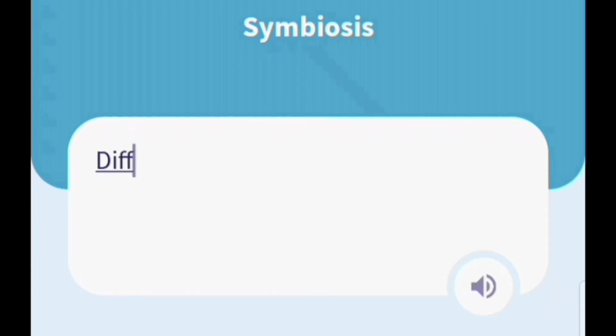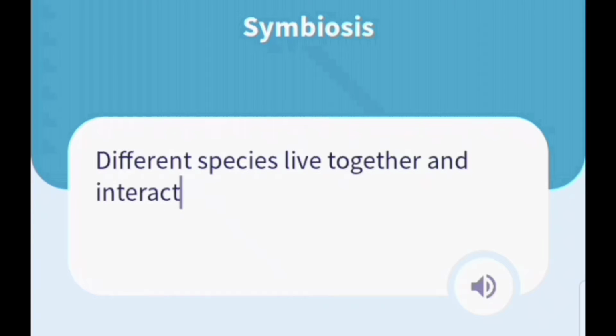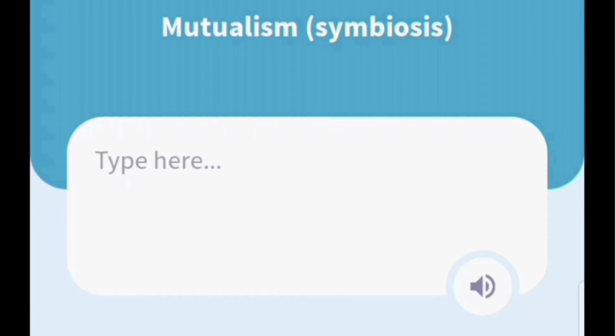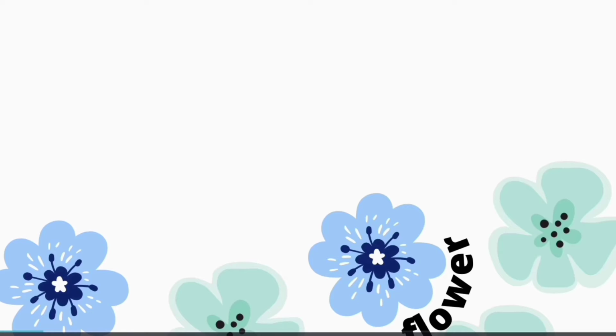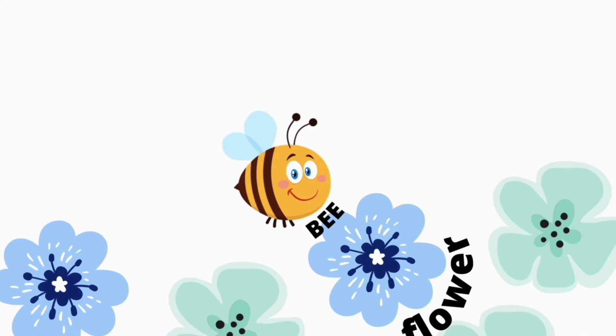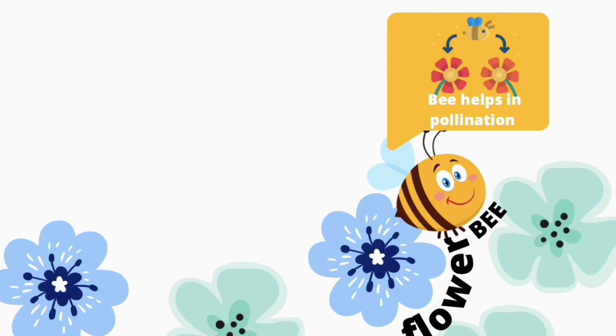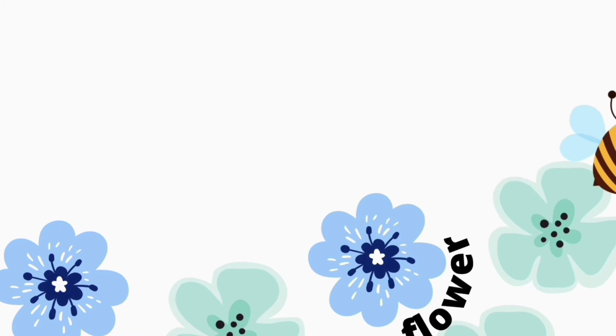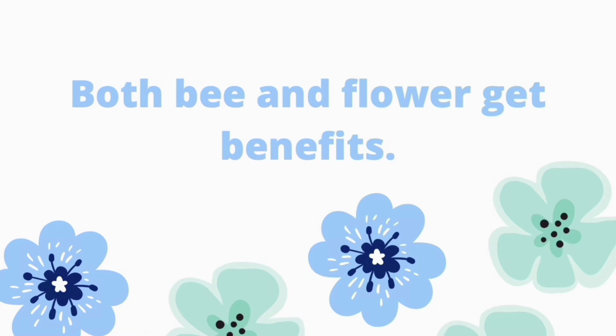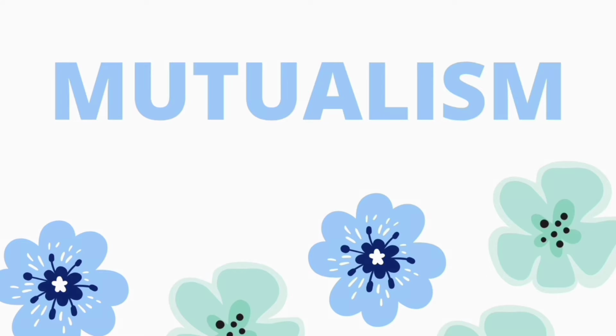And now we go to symbiosis. Symbiosis is when different species live together and interact with each other. Mutualism is a type of symbiosis. It is when both organisms involved in the interaction benefit. As an example, this interaction between the bee and the flower. The flower provides honey to the bee, and the bee helps in pollination of the flower. This interaction involves both of them getting the benefits, and it is called mutualism.